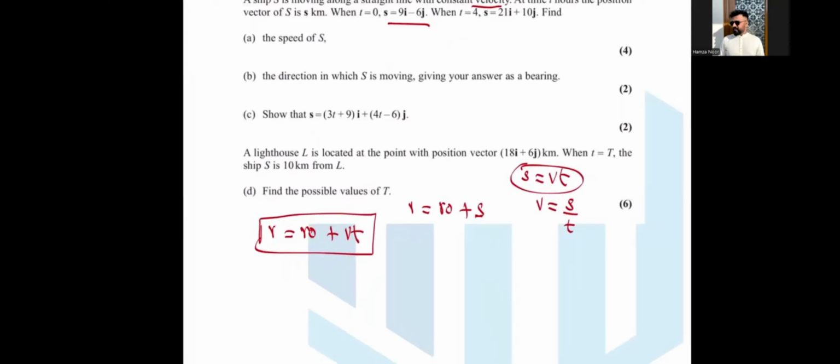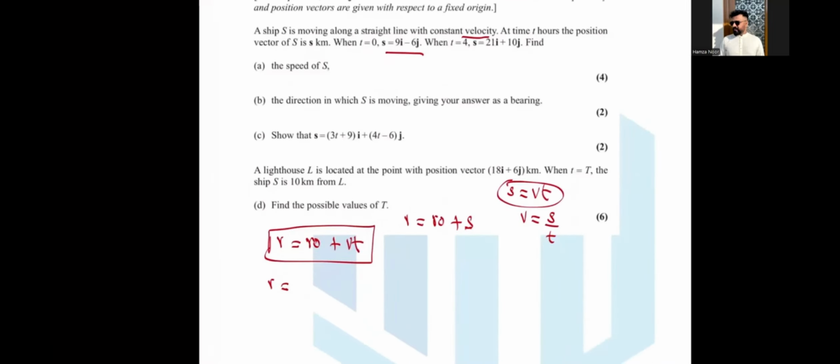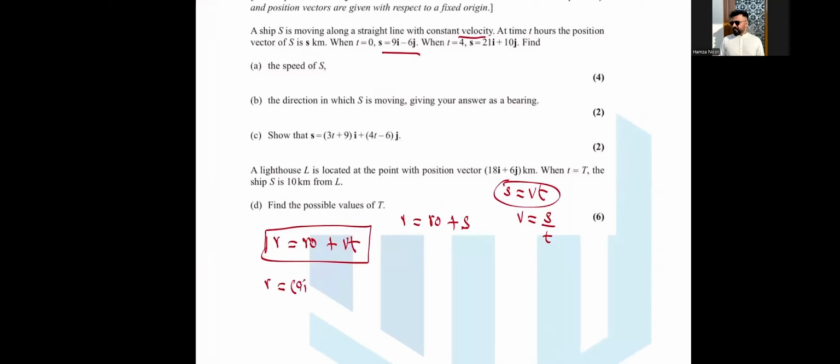Okay, so the constant velocity vector we have found is 3i plus 4j kilometers per hour. So r is equal to what? The initial position vector is given to you over here in the form of i and j, and the v vector which we have already found in part A, which is 3i plus 4j, and the value of t will be kept unknown, because we need to find the vector of the ship in terms of i and j and in terms of t as well. So we just need to expand this and simplify and we would be able to show it.